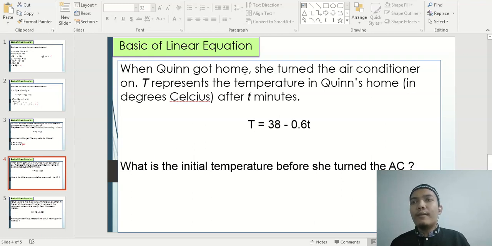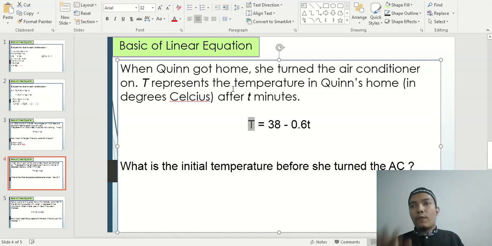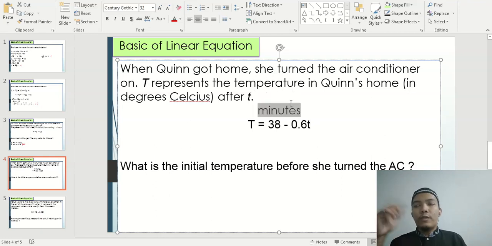Let's see. When Queen got home, she turned the air conditioner on. T represents, oh, there is another T. The big T here represents the temperature in Queen's home in degrees Celsius after t minutes. So we have two variables here. Again, this is different. You cannot combine them because this is the capital T and this is the lowercase t. The big T stands for temperature and the normal t stands for time. In this case, it is in minutes. Previously it was in hours.